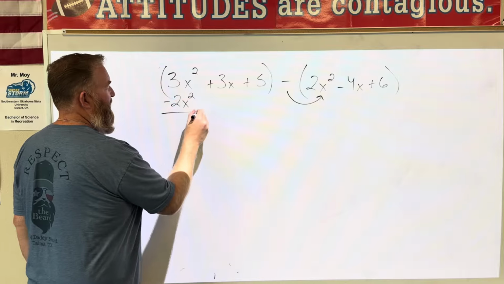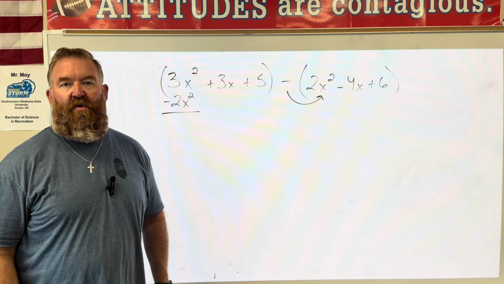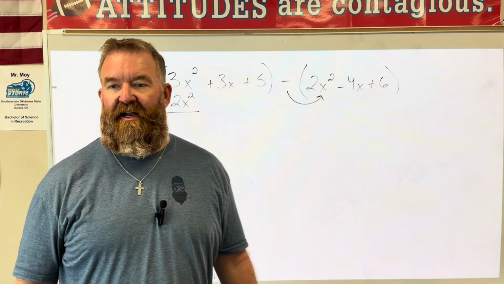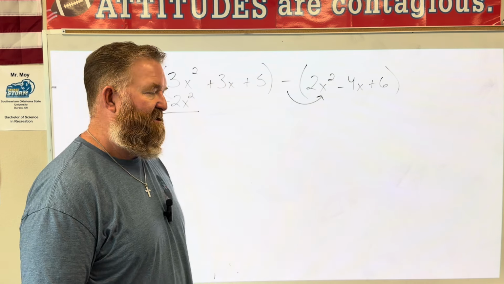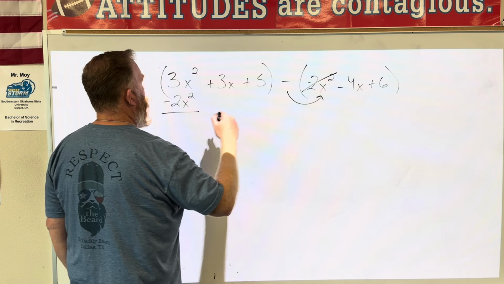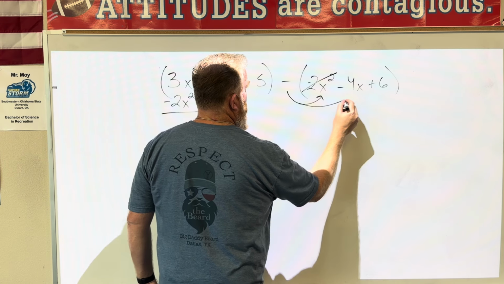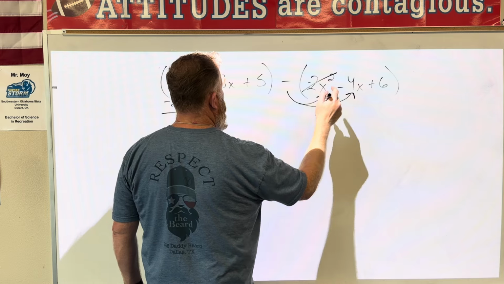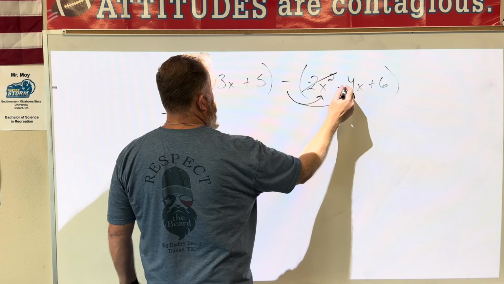So negative 2x squared. I'm going to go ahead and put it under the like terms. If you want to rewrite it, you can do it that way if you would like to. Once I figure out that it's a negative, I'm just going to go ahead and put it over here. Okay, let's just go ahead and do this. Negative 4x becomes a what? What does the negative become?